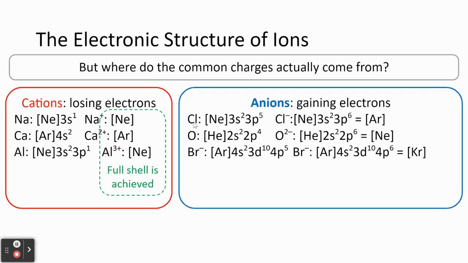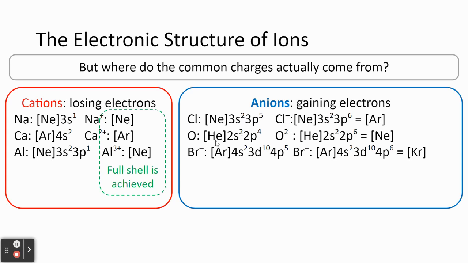Now, nonmetals like chlorine, oxygen, and bromine tend to gain electrons. So if we were to look at chlorine, it's neon 3s2, 3p5. It has 7 valence electrons. If a chlorine atom were to gain 1 electron, it would then have the electron configuration of argon. And because it gained 1 electron, it's going to have a -1 charge.